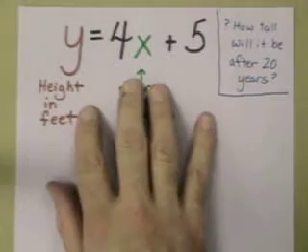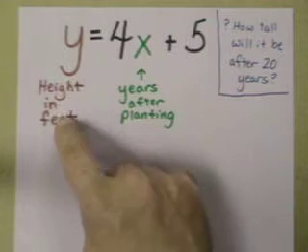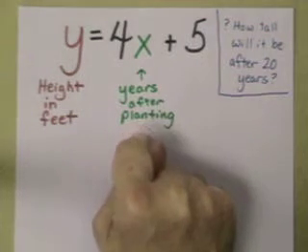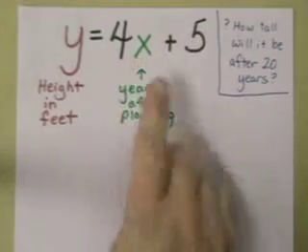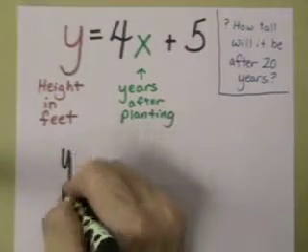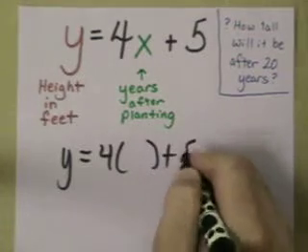Well, we're going to use our rule. Are we going to plug it in for y, which represents the height in feet? Or are we going to plug it in for x, which represents the years after planting? Well, it's 20 years, so we're going to plug it in for x. So we're going to get y equals 4 times our number plus 5.